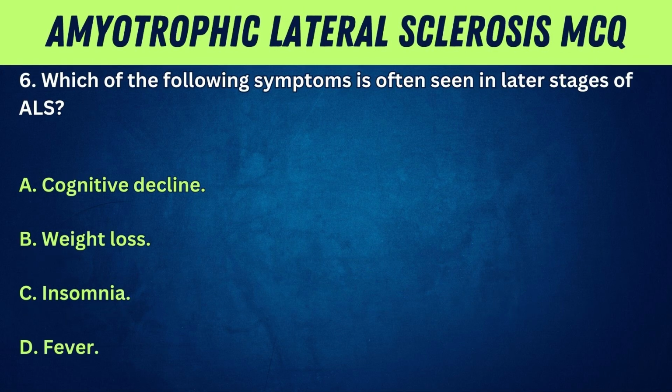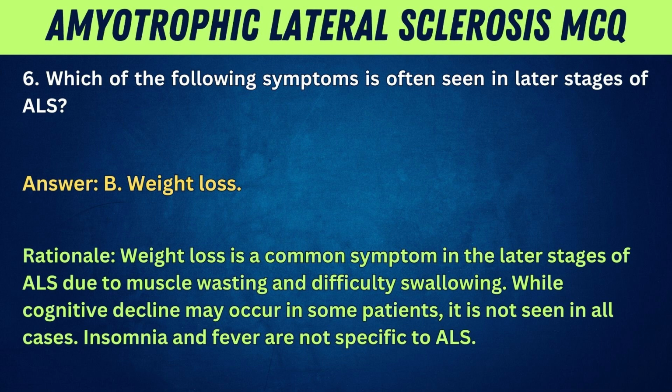6. Which of the following symptoms is often seen in later stages of ALS? A. Cognitive decline. B. Weight loss. C. Insomnia. D. Fever. Answer: B. Weight loss. Rationale: weight loss is a common symptom in the later stages of ALS due to muscle wasting and difficulty swallowing. While cognitive decline may occur in some patients, it is not seen in all cases. Insomnia and fever are not specific to ALS.